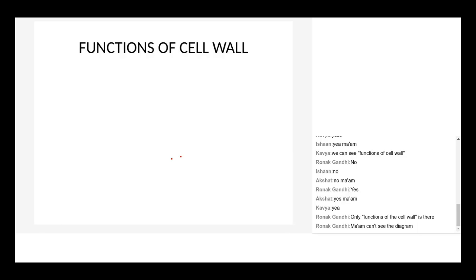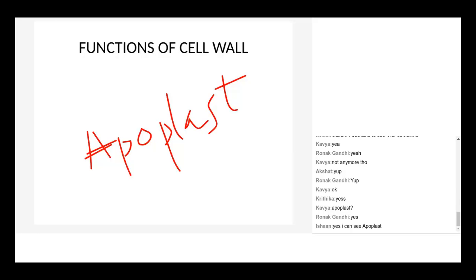Okay, now when you see the other functions of a cell wall, there is this word apoplast, which we'll discuss first. The other functions of cell wall are related to its structure. The cell wall provides a definite shape, and it gives protection to the plant cell. Then the cell wall forms the skeletal framework of the plant, and it gives mechanical support to the plant. All these are general features.